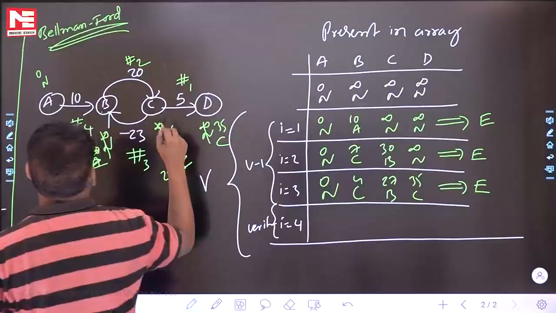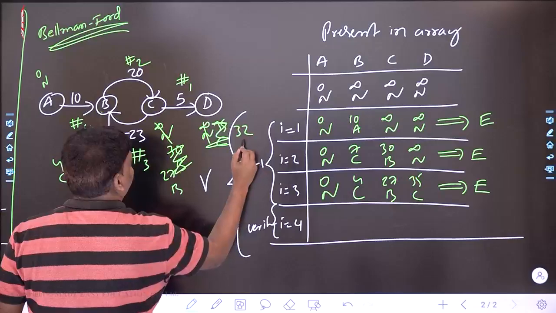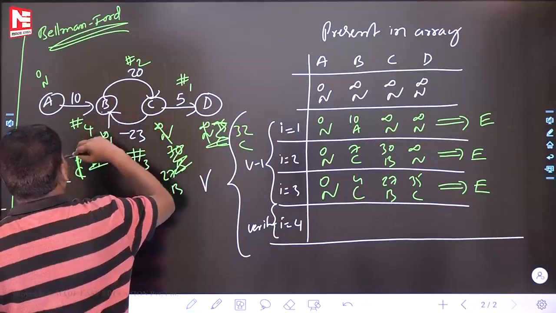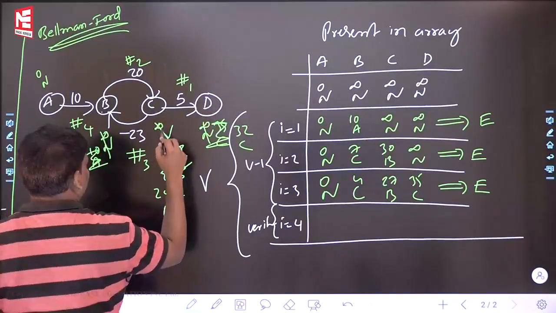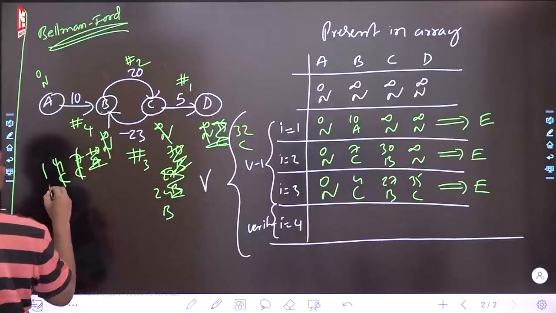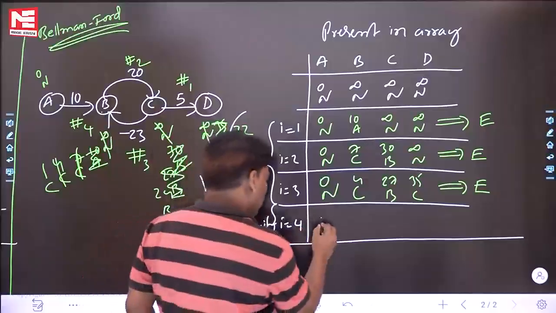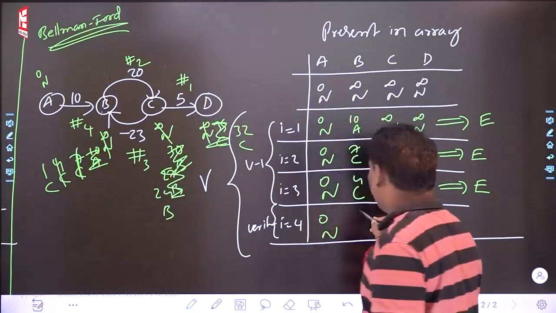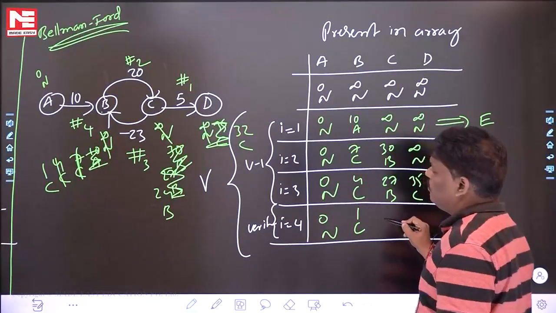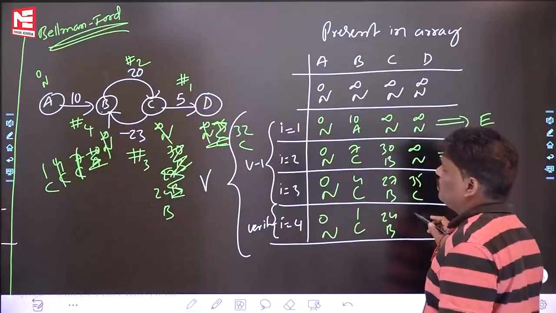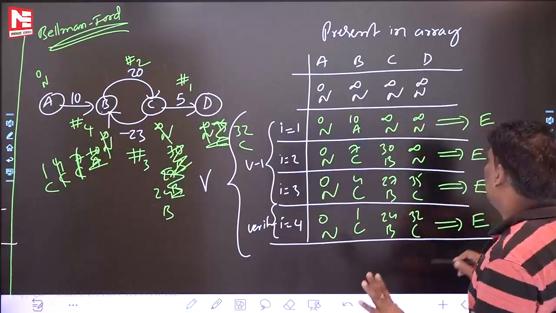Let me go to the round, right. Edge number 1, 27 plus 5, 32. From where? C. Edge number 2, 4 plus 20, 24. From where? B. Edge number 3, 24 minus 23, 1. From where? C. Right? Edge number 4, 0 plus 10, 10, but 1 is better. Let me write. A 0 null, B, what is this value? 1 C. This one 24 B, this one 32 C, right? This is E. Fine. So I am thinking that everything is fine now.